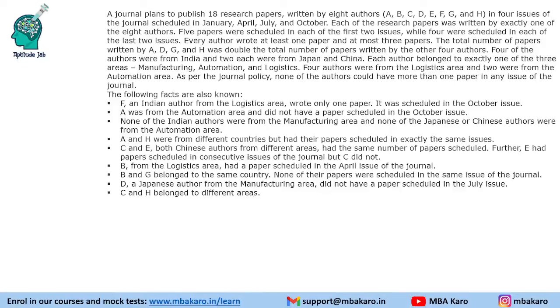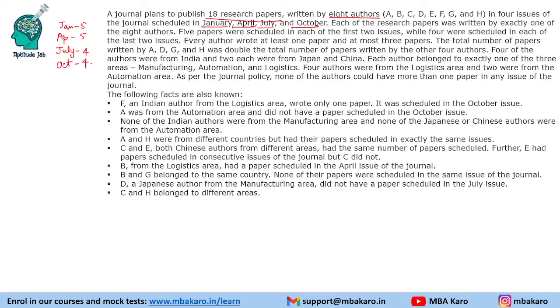This set from 2021, slot 1 DILR, says that a journal plans to publish 18 research papers written by 8 authors in 4 issues of the journal scheduled in January, April, July, and October. Each of the research papers was written by exactly one of the 8 authors. 5 papers were scheduled in each of the first 2 issues, so in January and April there are 5 papers each, and 4 in the last 2 issues, so July and October there are 4 each.